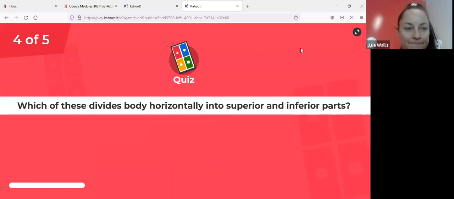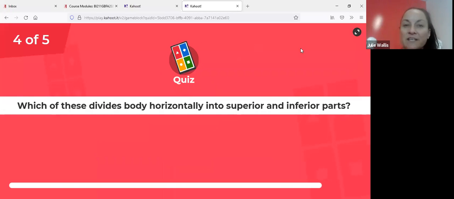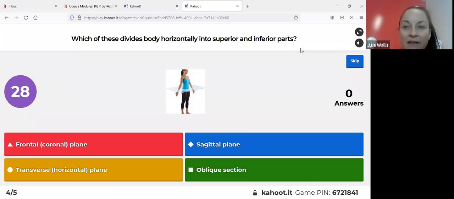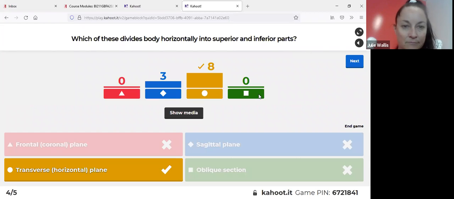All right, number 4, which of these divides the body horizontally into superior and inferior parts, as seen in the picture here? All right, that is transverse or horizontal plane.